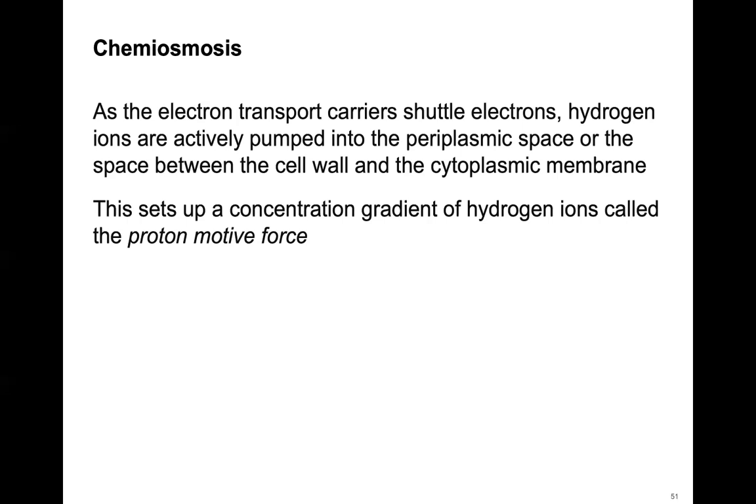Eukaryotic ATP synthesis occurs by means of the same overall process. However, eukaryotes have an ETS station in the mitochondrial membrane between the inner and outer mitochondrial membranes.